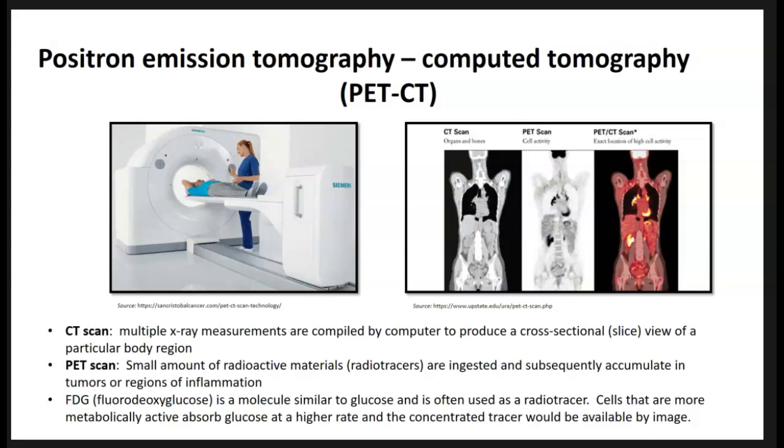It's going to be taken up by certain cells and incorporated into those cells through metabolic reactions. FDG, which stands for fluorodeoxyglucose, is a molecule that's similar to glucose, which is often used by bacteria and other cells in their metabolism. It's often used as a radio tracer because it's taken up into cells that are more metabolically active. Things like bacteria that might grow much faster absorb that glucose at a high rate, and so they are more visible in the PET-CT scan. We also use PET-CT scans to identify other metabolically active cells, such as cancer cells.